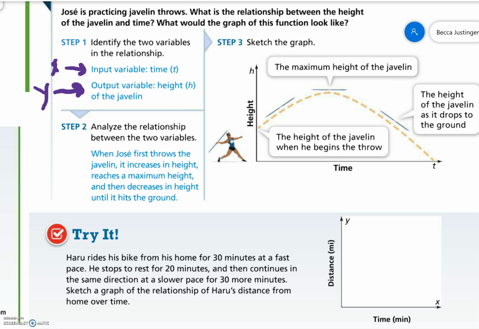So when Jose first throws the javelin, it increases in height. It goes up, it reaches its maximum height, and then it decreases until it hits the ground. So it's going up, going up, going up. Then Mr. Gravity takes control and goes down, down, down, down. So if we were to sketch the graph, here we go. It's going up, increasing, and then it reaches the maximum height, can't go up anymore. So what goes up must come down. When we are sketching a graph, it does not have to be perfect, but it does have to look realistic.